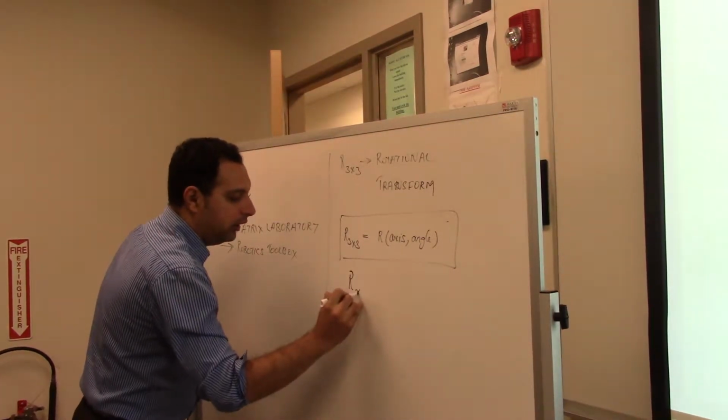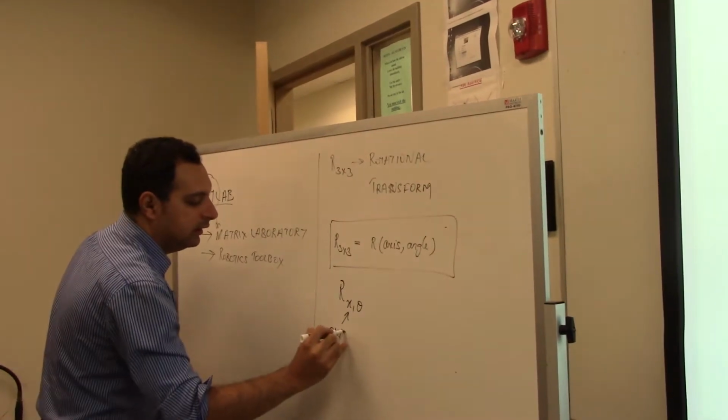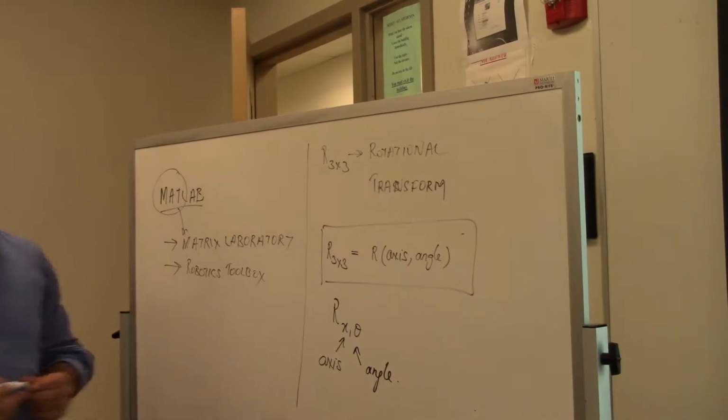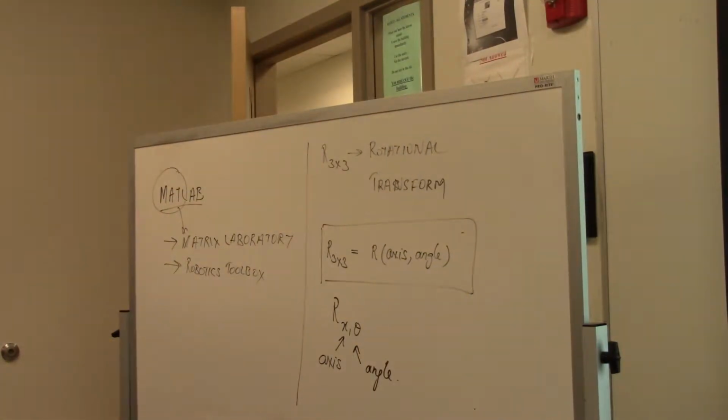R, X, theta, okay? So axis, angle. Now there is one issue we have here, that the angle usually, when you talk about angles, I'm just going to say N here. When we talk about angles, let's go to the command window here. Okay, let's go to the command window.